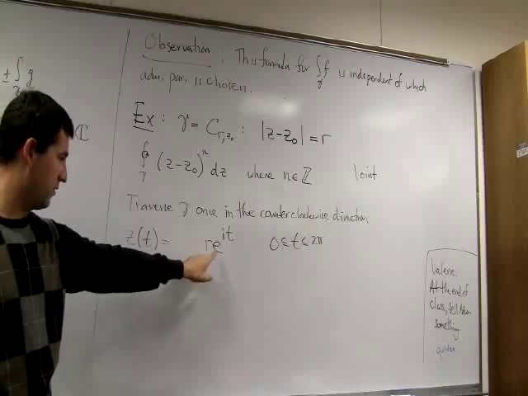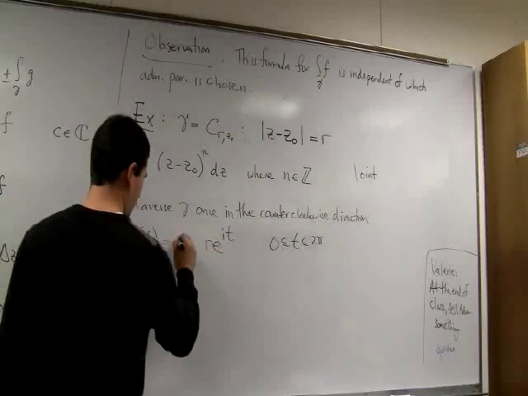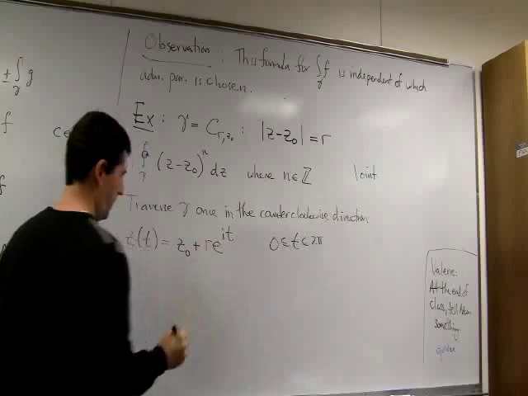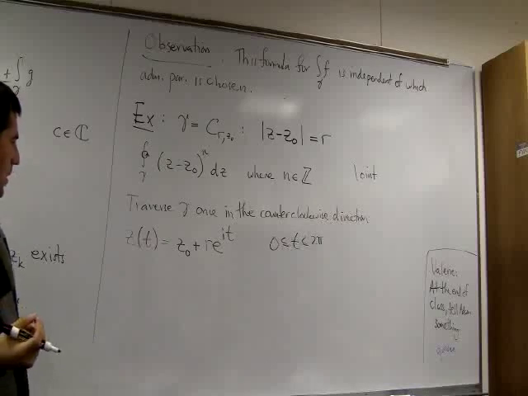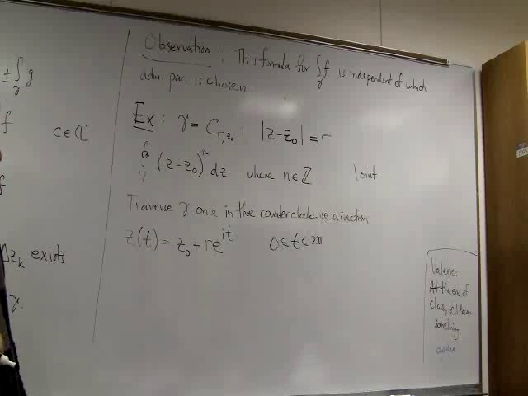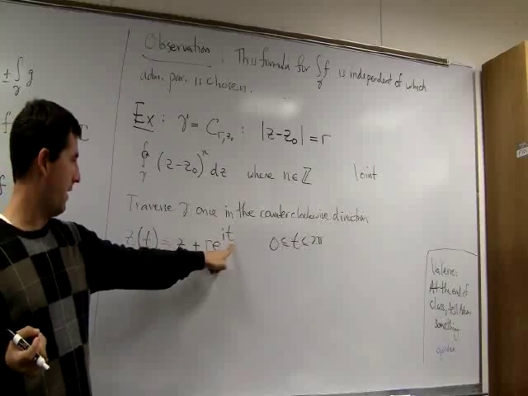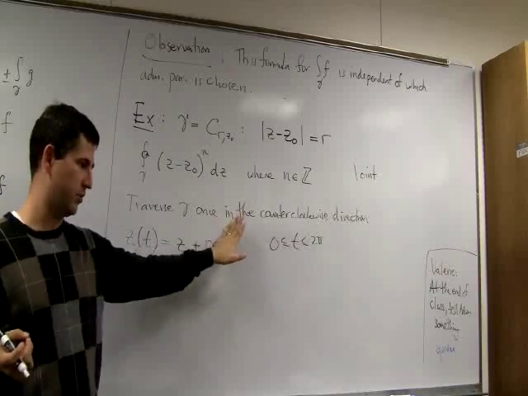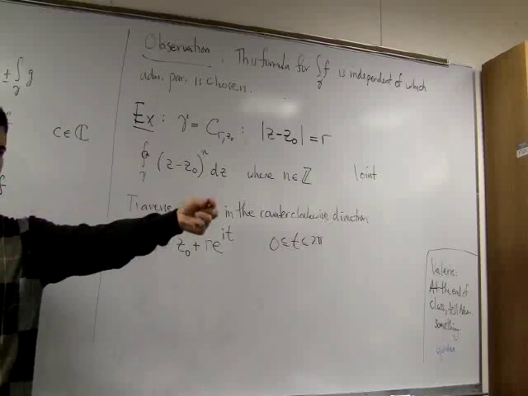Okay, so this gives me the circle of the right radius, but to move it over to z naught, I just add z naught to it. And to make sure we're starting in the right place, if, for instance, t was 0, then this just becomes e to the 0, which is 1. So you get z naught plus r. That's good, right? Just to start at z naught and go over by r.